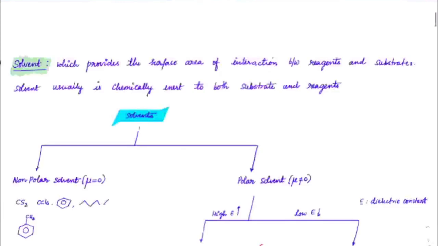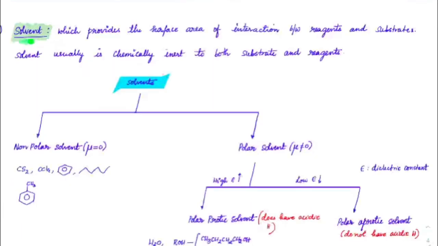And when both of them interact, we need a solvent. I mean, for them to interact, we need a solvent. Most of the time, the solvent is something which is chemically inert to both substrate and reagents. In certain cases, the solvent itself will act like a reagent. We'll see that case later.